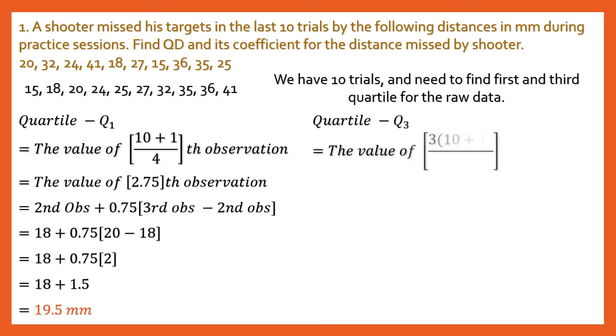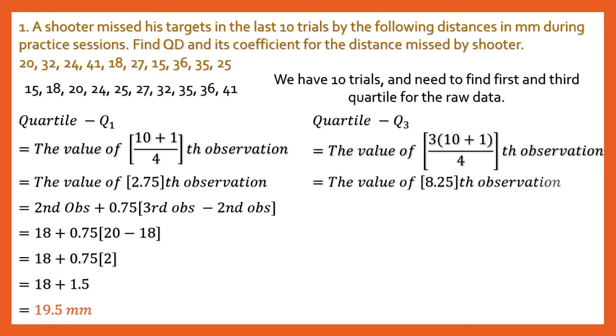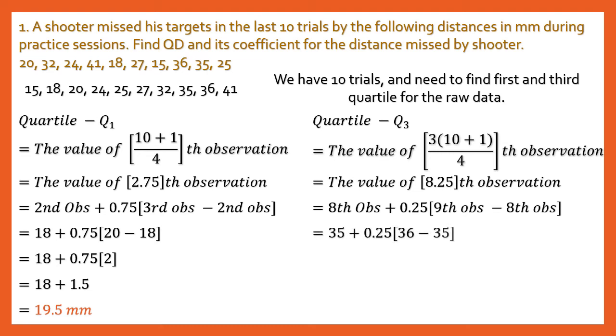Next we have to calculate the third quartile, that is Q3. That would be the value of 3 multiplied by (10 plus 1) upon 4th observation. So accordingly your answer will be the value of the 8.25th observation. Now the 8.25th observation is between the 8th observation and the 9th observation. So 8th observation plus 0.25 into brackets 9th observation minus 8th observation. Now the 8th observation here is 35 and the ninth observation is 36. So 36 minus 35 is 1. So 0.25 into 1 is just 0.25. Add 35 to it and you get 35.25 mm.